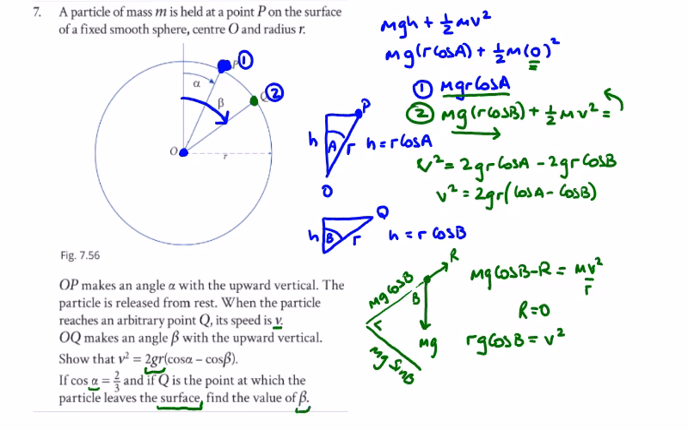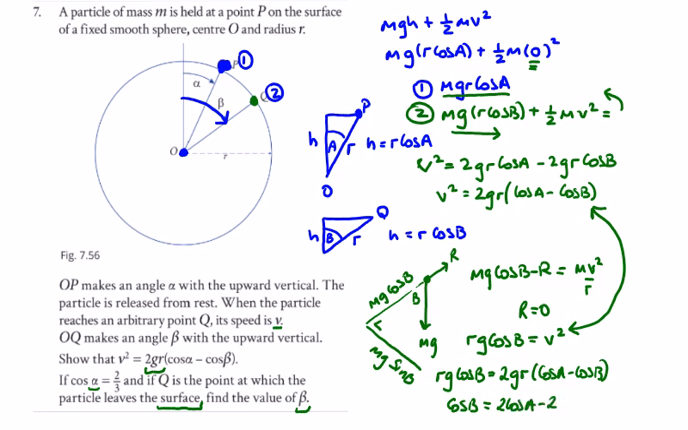Let's find the value of beta, which we have now in this equation. We have another v squared up here. So if we equate the two of these, we're going to get Rg cos beta is equal to 2gR times cos alpha minus cos beta. Dividing by gR, we're going to have cos beta is equal to 2 cos alpha minus 2 cos beta.